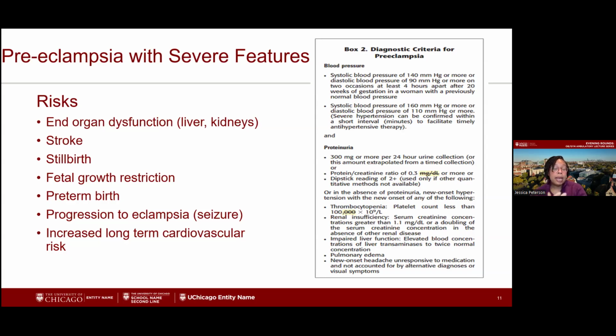The reason that preeclampsia with severe features can be so dangerous is because it can result in organ dysfunction, so liver dysfunction, renal dysfunction, that can take a very long time to recover from. It can increase the risk of maternal stroke, of fetal stillbirth, of growth restriction, of preterm birth, and it can progress to eclampsia, which is what we're ultimately trying to avoid, which is a seizure. And anyone who has a blood pressure problem, whether it be gestational hypertension, preeclampsia without severe features, or preeclampsia with severe features, does have increased long-term cardiovascular risk as well.